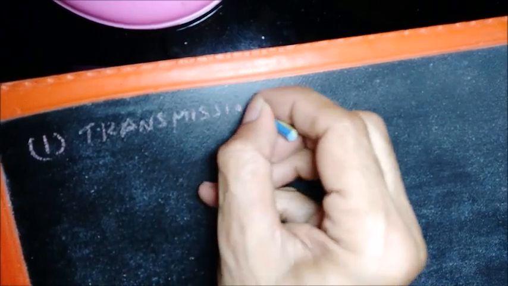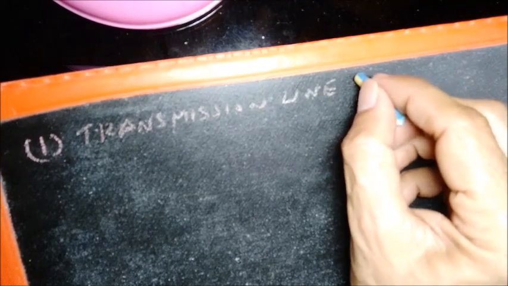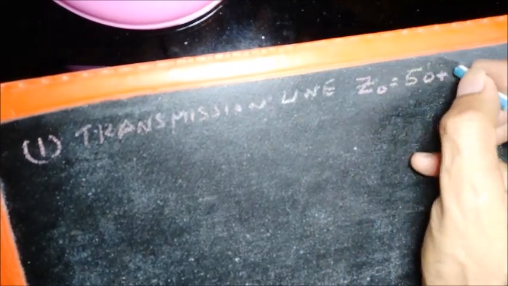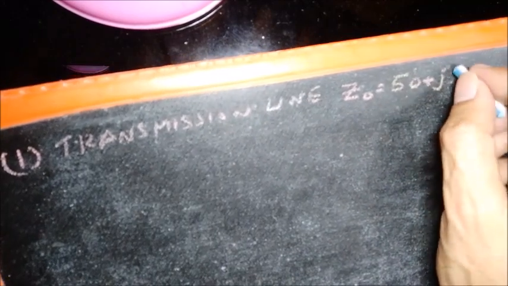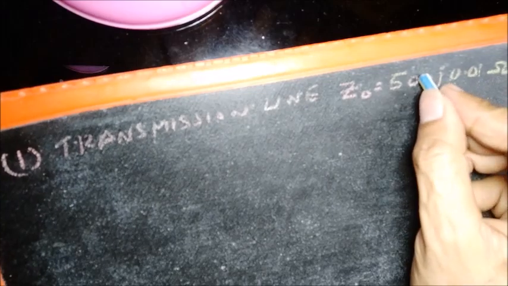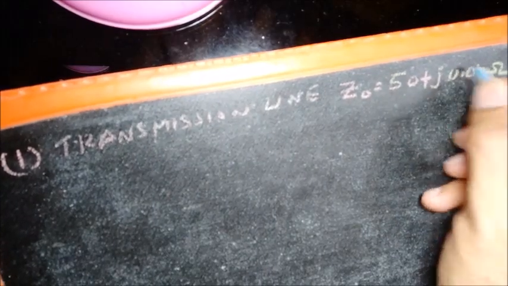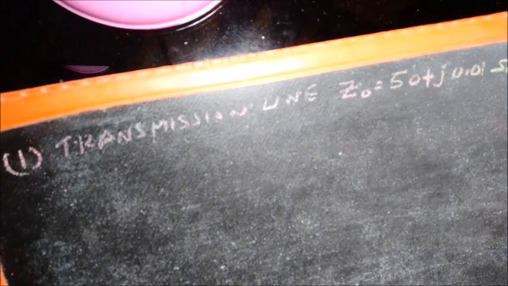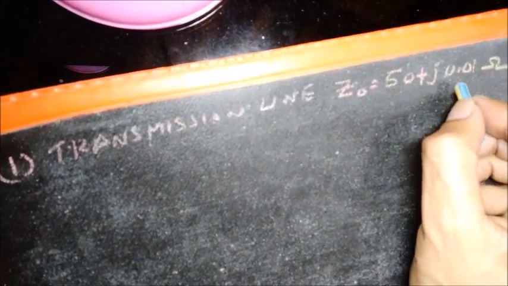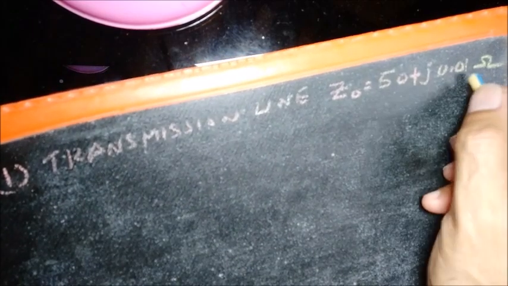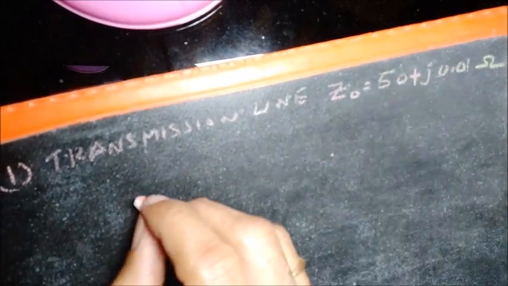There is a transmission line which has Z0 equal to 50 plus J 0.01 ohms. So this is the characteristic impedance of the transmission line, 50 plus J 0.01 ohms. So it is not purely resistive. It has a small inductive component. Of course, negligible compared to the resistive component, but still it is there.